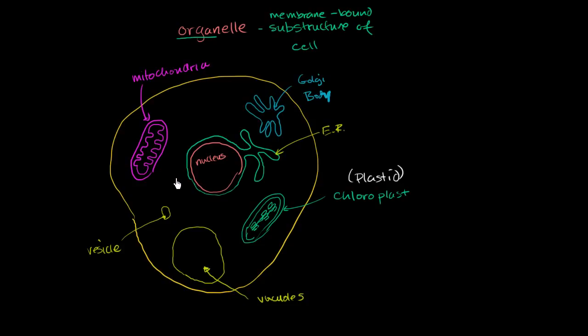But the big picture here that I just want to make sure we understand is that an organelle is generally viewed as any membrane-bound structure, anything as simple as a vesicle, all the way to something that has its own DNA, like mitochondria or plastids.